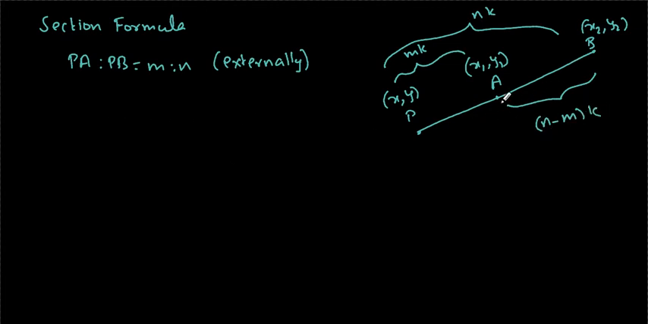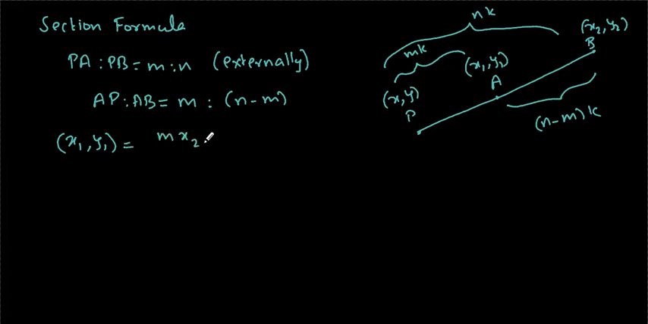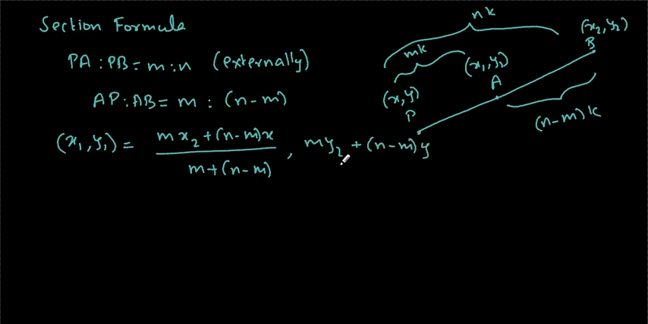Now on this line segment, A divides PB internally. So we have AP is to AB is equal to m is to (n minus m). If we apply the section formula for the internal point A, we get (x1, y1) is equal to (m x2 plus (n minus m) x) by (m plus n minus m), and (m y2 plus (n minus m) y) by (m plus n minus m).